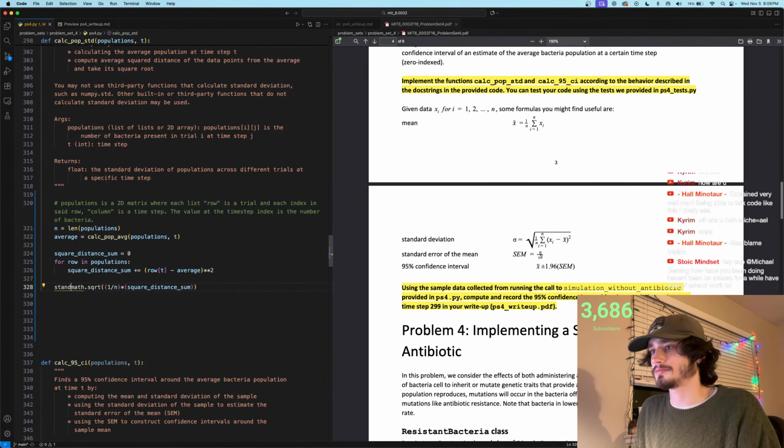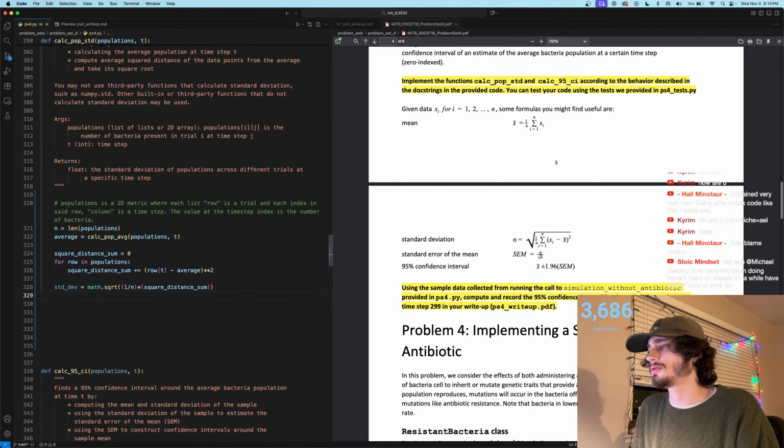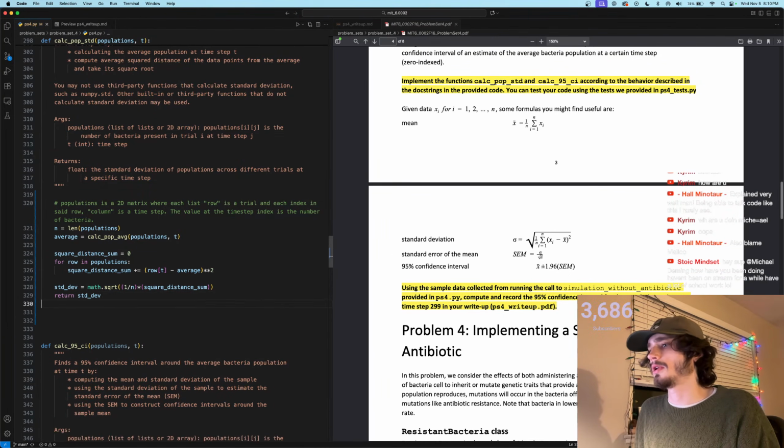standard deviation. And then we want to return. So this returns a float, the standard deviation of populations across the different trials. Okay, so then return standard deviation here.